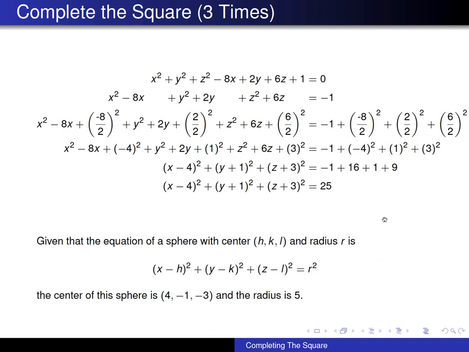So looking back at our equation after we've completed the square, the right-hand side's 25, so clearly the radius is 5. And then going through here, knowing that the general form has a minus sign in it, the center is going to be 4. This is minus -1, make the plus. So -1 for the y coordinate, -3 for the z coordinate.